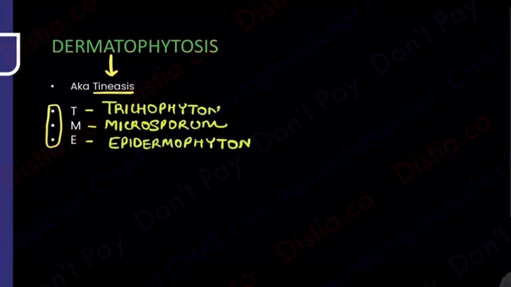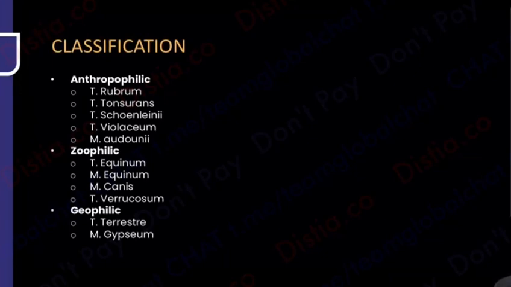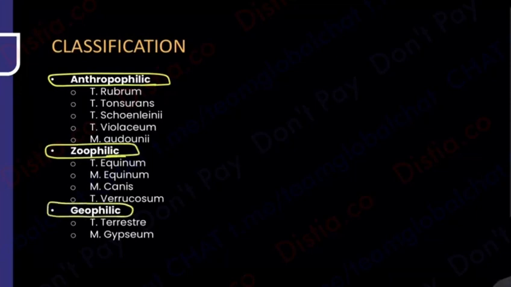Having said that, before I go into each one of them individually, Trichophyton, Microsporum, Epidermophyton, some of them are found human to human, some are found in the environment, some are found in animals. So how do I get to know? There's a very lengthy and tough classification that I'm going to show you now. Anthropophilic has to do with humans, zoophilic with animals, and geophilic with the geography and the environment. So how am I going to learn this?